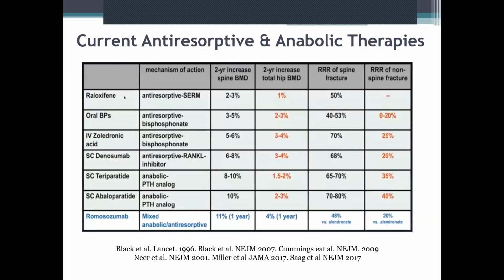You can see, compared to the anti-resorptive therapy, they have significant increases in bone mineral density at the spine, up to 8 to 10%, and then the hip as well. At the hip, teriparatide is comparable to the other agents, but you can see that romosozumab or Evenity actually doubles the BMD at the hip, and that is after 12 months of treatment.